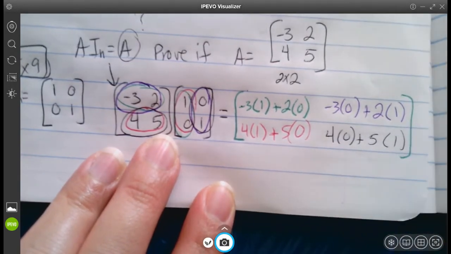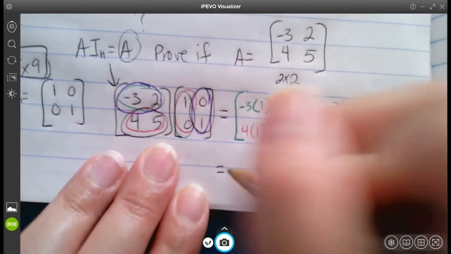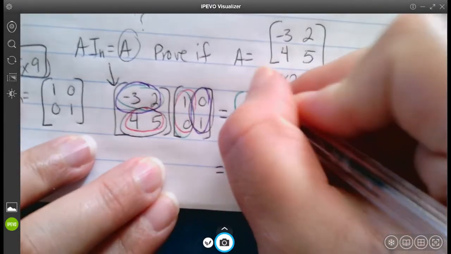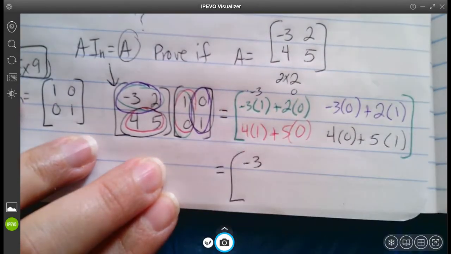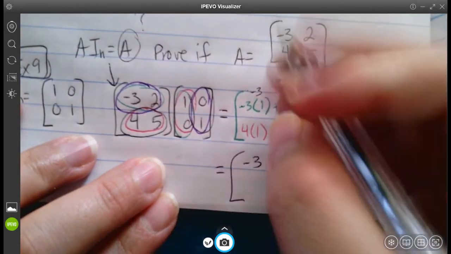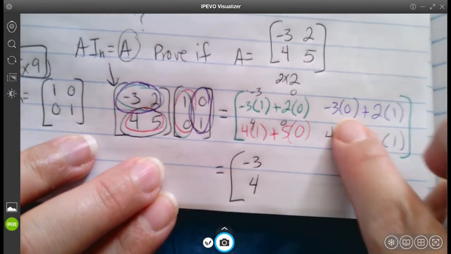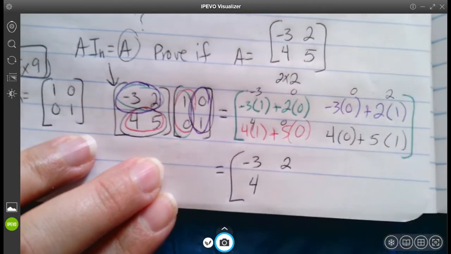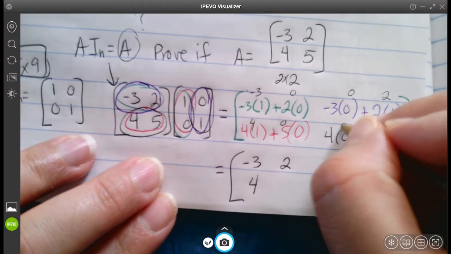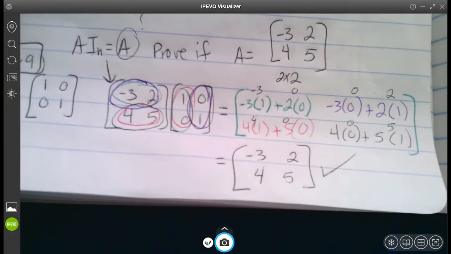And we're going to see if this in fact gives us the exact same thing as A. So what does this equal? Well, let's see. This is going to be negative 3 plus 0, so negative 3. So far, so good. This is going to be 4 plus 0, which is also just 4. Still good. Negative 3 times 0 is 0, and 0 plus 2 is 2. And then we have 4 times 0 is 0, plus 5, so this is 5. So we have proved it.